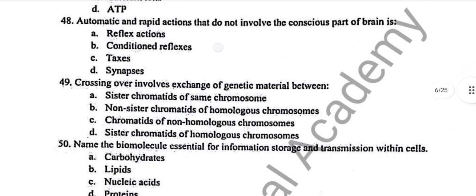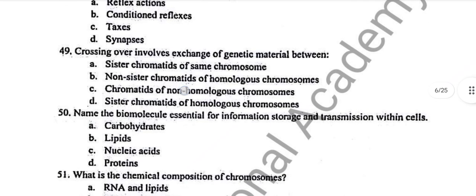Question number 49. Crossing over involves exchange of genetic material between, read the options. And the correct option is B. Non-sister chromatids of homologous chromosomes. Crossing over occurs in prophase 1 of meiosis between non-sister chromatids.